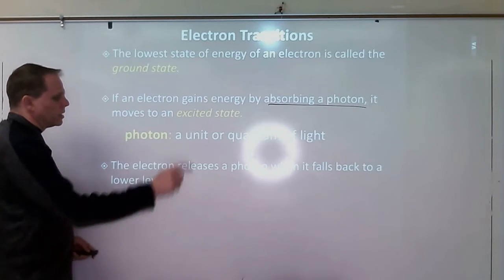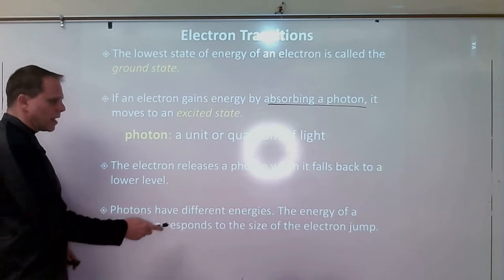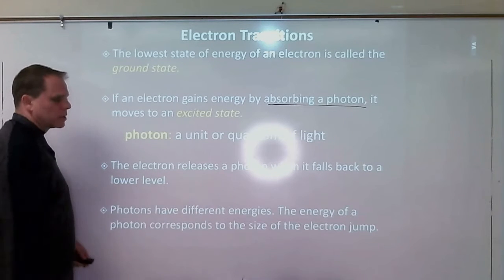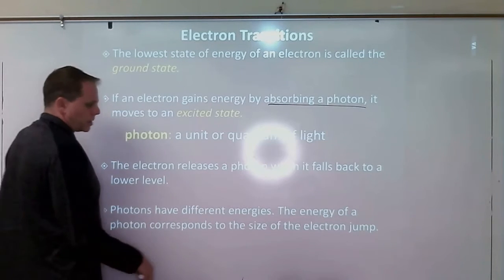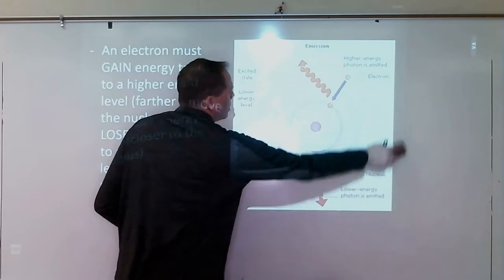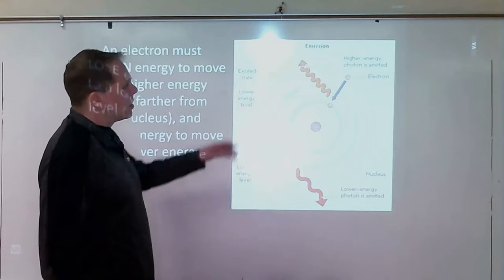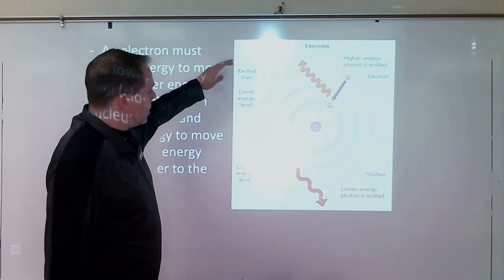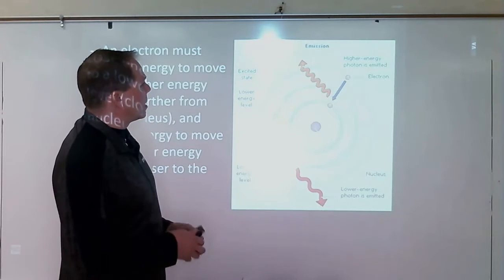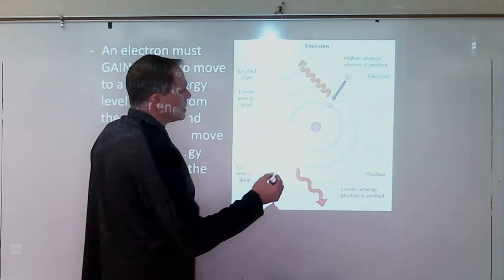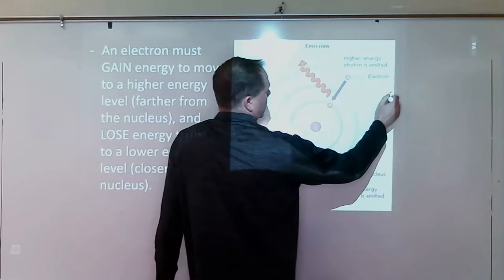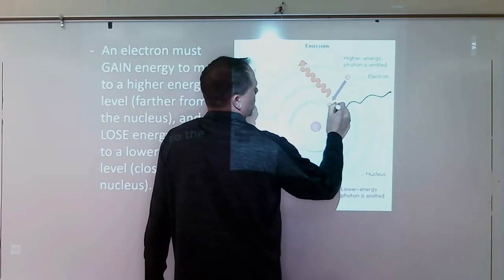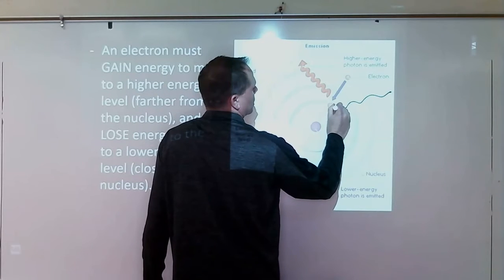So it falls back down, releases a photon, and again, they have different energies, and they're going to respond to the different colors based upon the different jumps. So we're going to show you a couple of those jumps here. Now, here's one jump. Notice I've got a piece of energy. Well, actually, not quite showing you the energy coming in. But let's say I had a big old piece of energy come in, and it hits that electron.